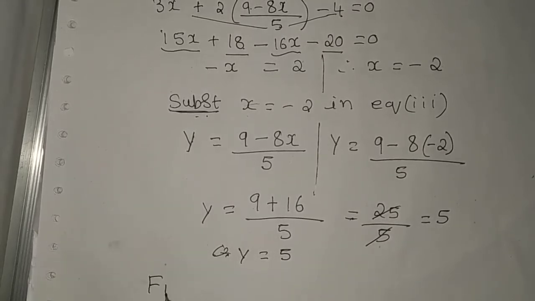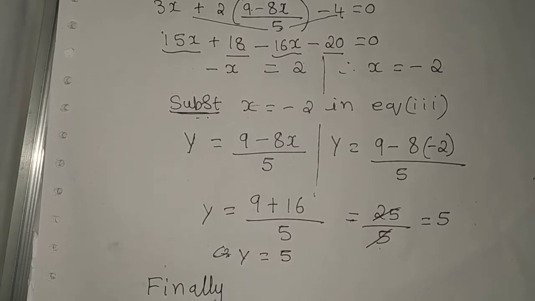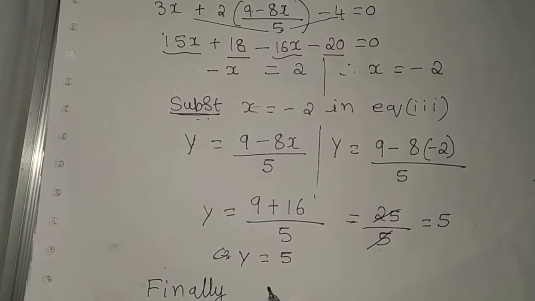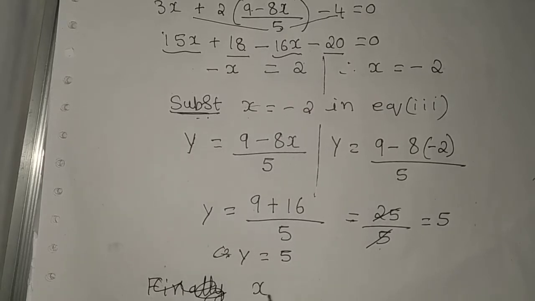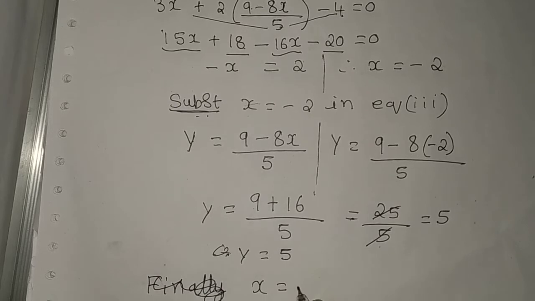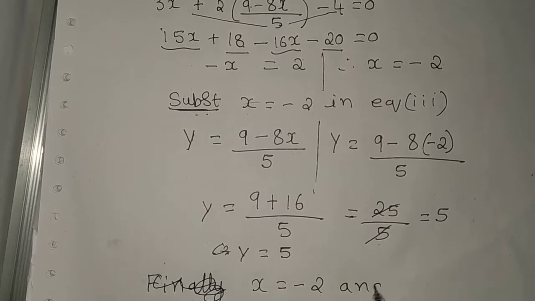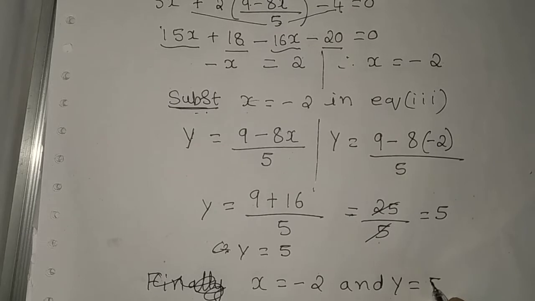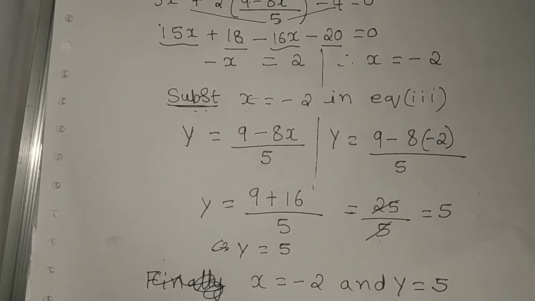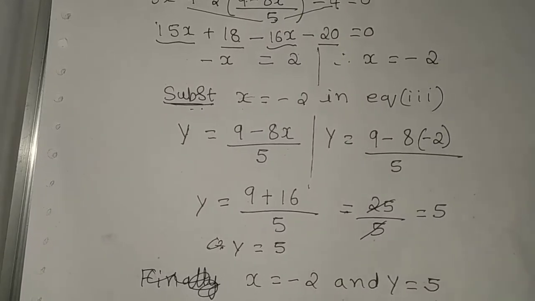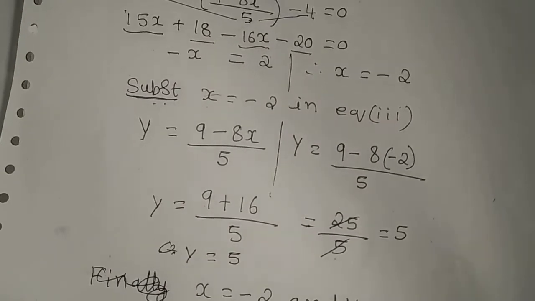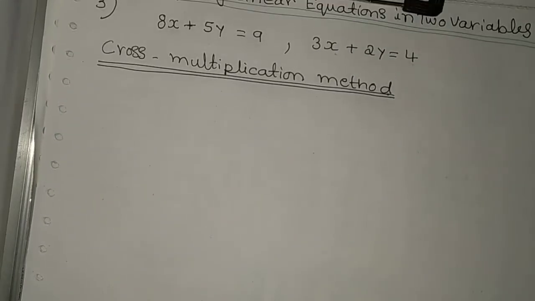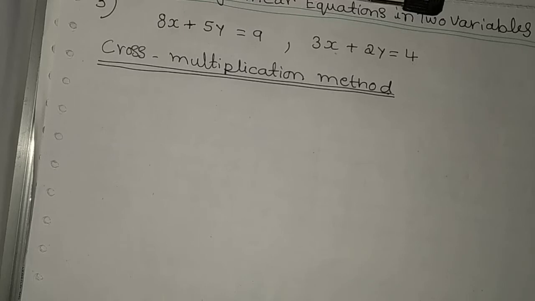Finally, x is equal to minus 2 and y is equal to 5 is the answer. This is the solution for the third question by the substitution method. We move on to the next method, that is the cross multiplication method.